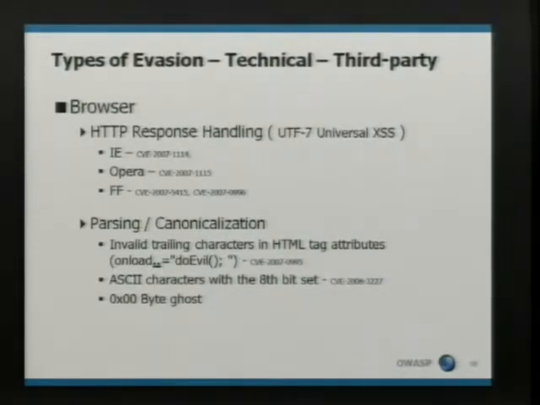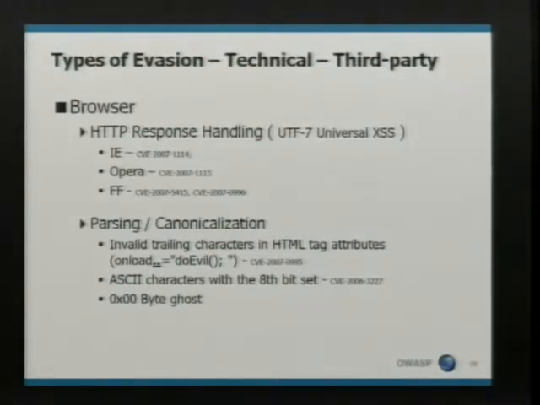The next point, the big issue on that, is the parsing of HTML and JavaScript, and also canonicalization issues. So for Firefox last year, there was the invalid trailing character in HTML tag attributes. We had often an onload event, and you put some characters afterwards, and the JavaScript engine of Firefox did not care about it and just executed the statement afterwards.